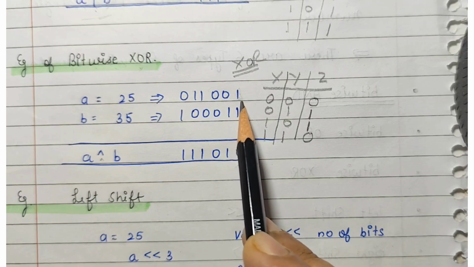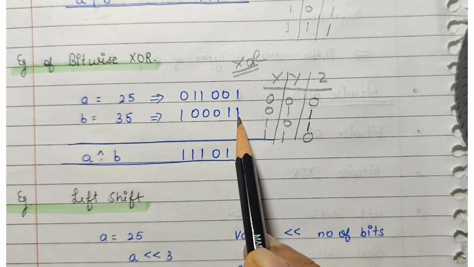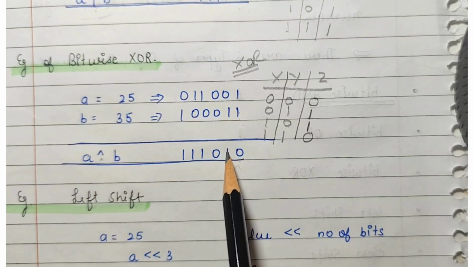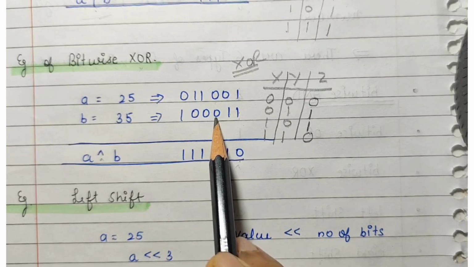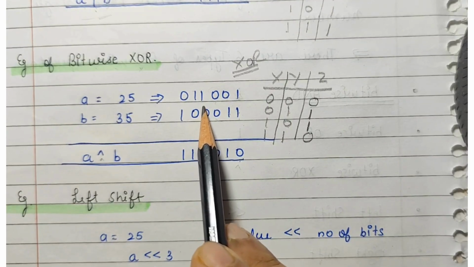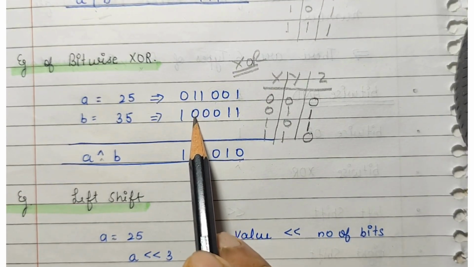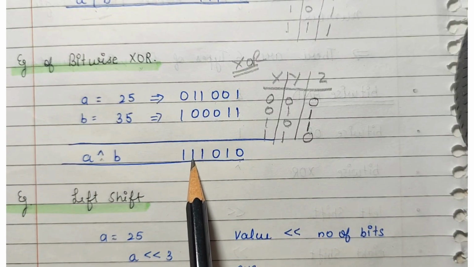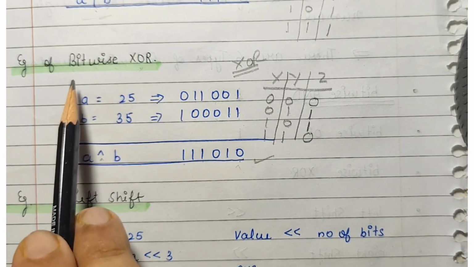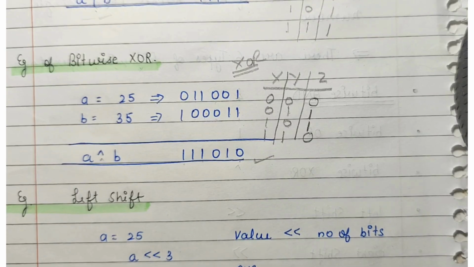So 1 and 1, both inputs are the same, output is 0. 0 and 1, both inputs are different, output is 1. 0 and 0, both inputs are the same, output is 0. 1 0, both inputs are different, output is 1. 1 0, output is 1. 0 1, output is 1. So this is the correct output of the bitwise XOR.